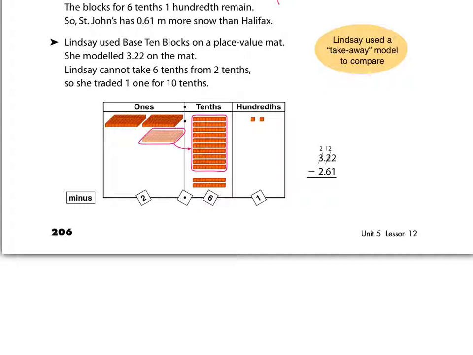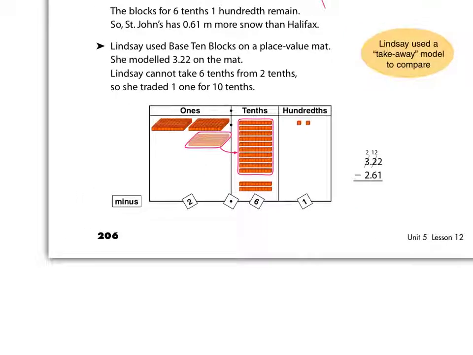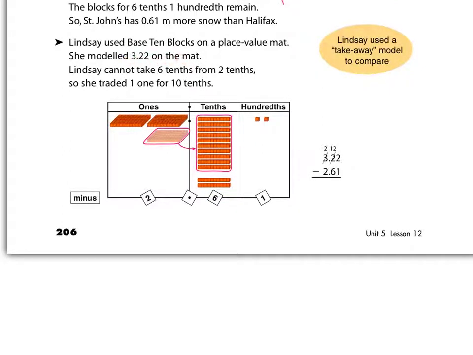And here again we have a similar model, a similar method with base 10 blocks on a place value mat. In this case she just put the 3.22 on the mat, and then she was supposed to take away 2 and 6 tenths and 1 hundredth. So she's trying to take away 2 here, but she has to do some regrouping in order to make that happen. Or the 6 here, she has to do some regrouping in order to make that happen.